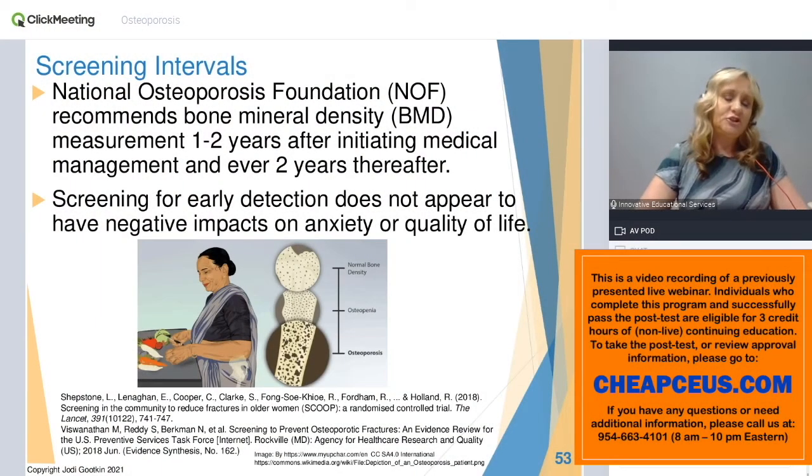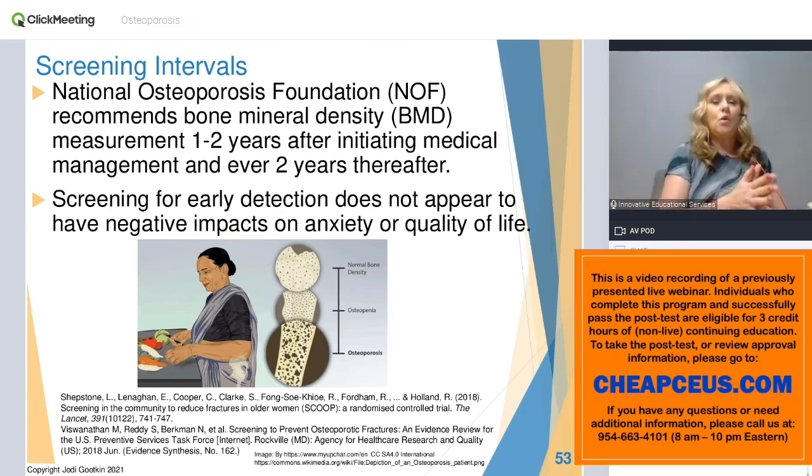Screening intervals that should be utilized. The general recommendation is 1 to 2 years after initial medical management. So if an individual is diagnosed with a certain level of osteoporosis or deterioration of their bone and there's medical intervention, a year or two later, there needs to be a reassessment to see if that intervention is successful, and then every 2 years after that.